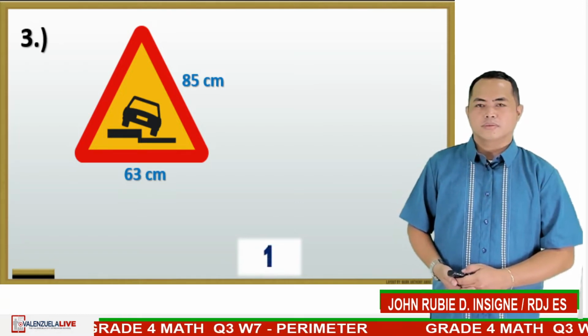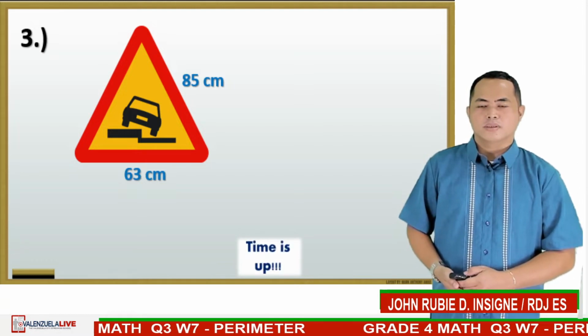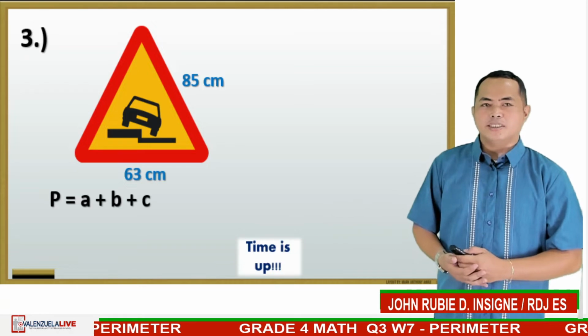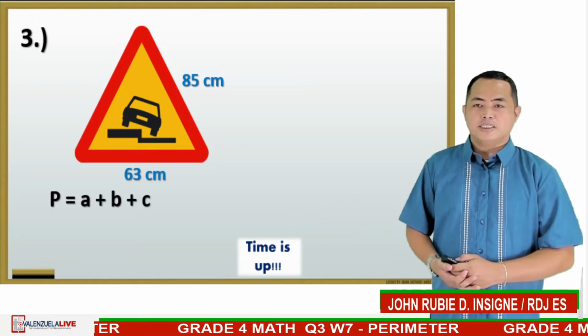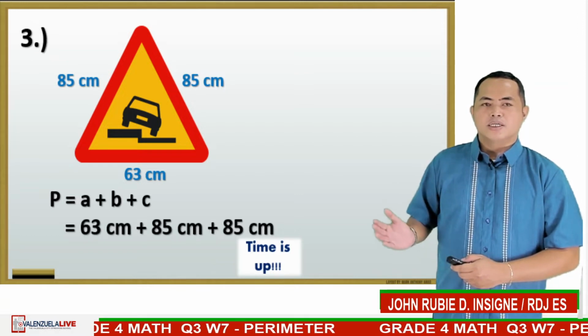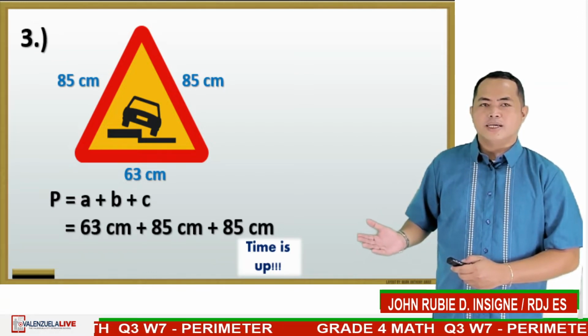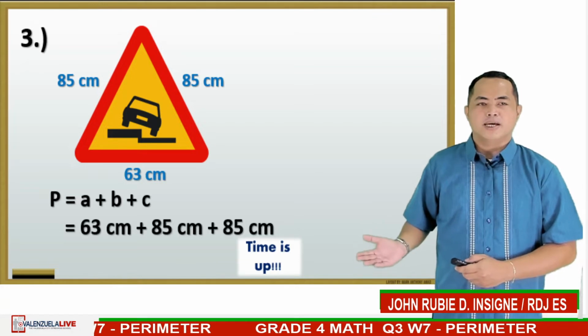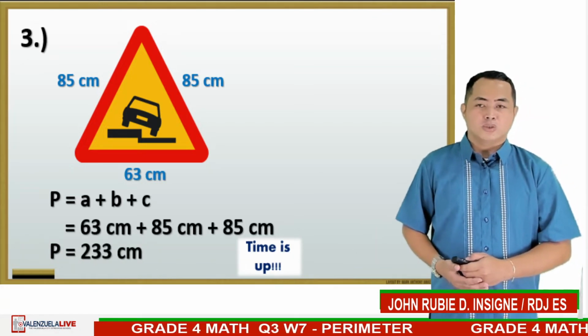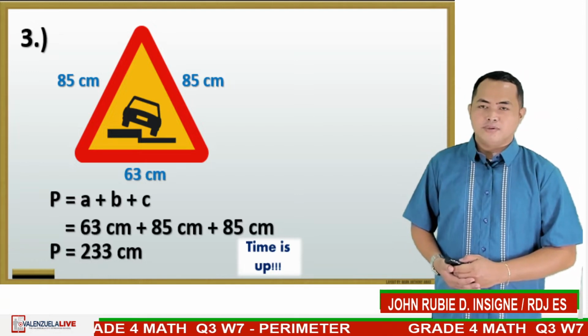Okay, let us check. Write the formula P is equal to A plus B plus C. 63 cm plus 85 cm plus 85 cm. So the perimeter is 233 cm.